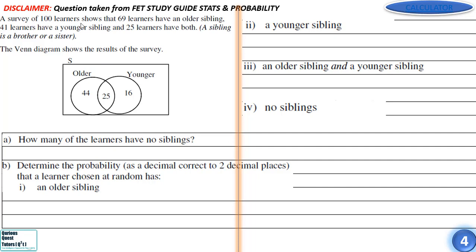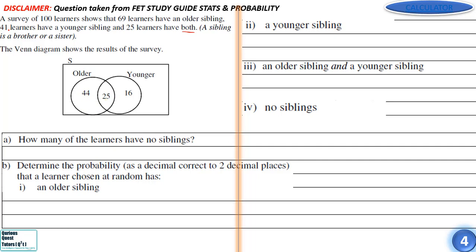A survey of 100 learners shows that 69 learners have an older sibling, 41 learners have a younger sibling, and 25 learners have both. Again, that means once you see things like both, there is going to be a mutual inclusivity here. So there is going to be some intersection that takes place there. So we are told that there are 69 learners that have an older sibling. Again, remember from the previous session that if you add up all these people in this older circle, they should add up to 69, which is what they have done in this problem.